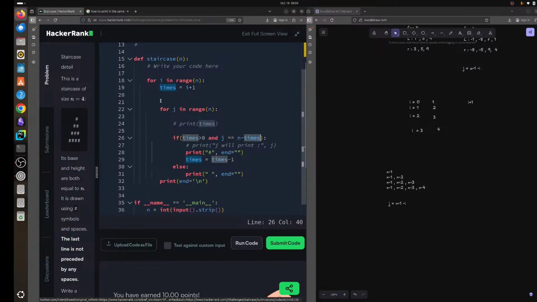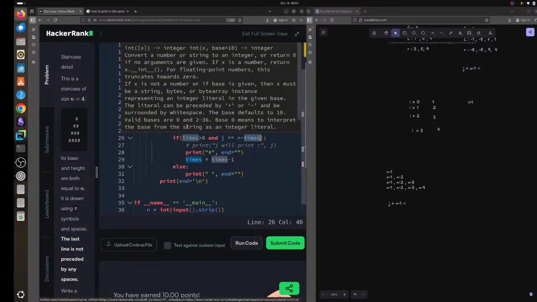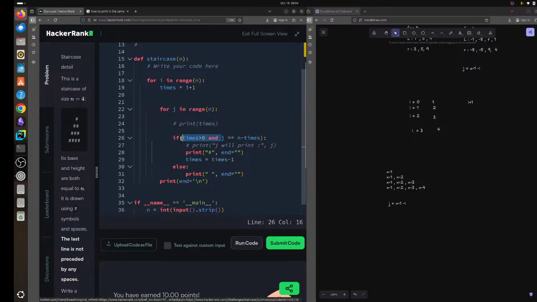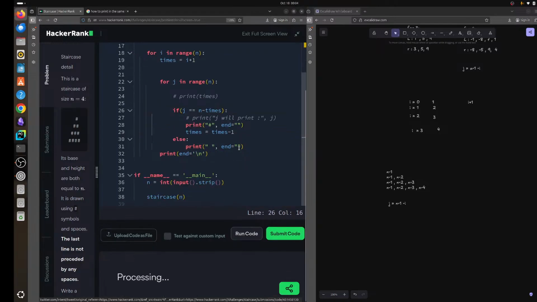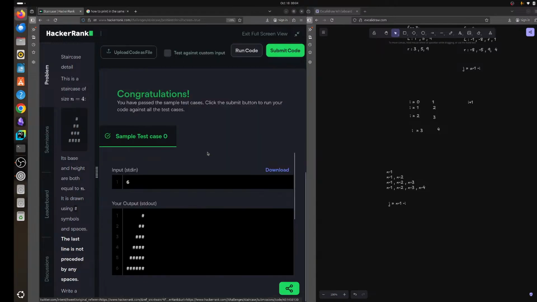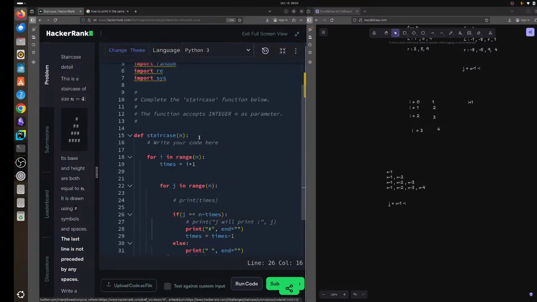But if we see here the case, if this condition times is greater than 0 is required, no, not required, because times is always decreasing, right? When times is decreasing, anyhow j is also coming out, so this times greater than 0 condition is also not needed. Let's check it. Let's remove it and run the code. See, submit the code. This is not required.